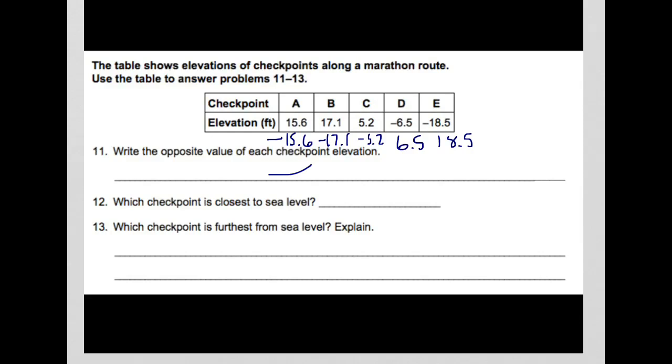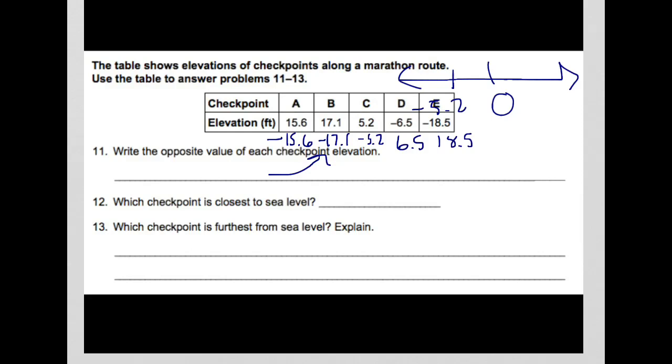So I'm just going to draw an arrow going up here. I wrote the opposite value of each checkpoint elevation. Which checkpoint is closest to sea level? So sea level, which we discussed earlier, I'm going to draw a number line up here. Sea level is 0. So the closest numbers I see, well, I see negative 5.2, and then I see 6.5.